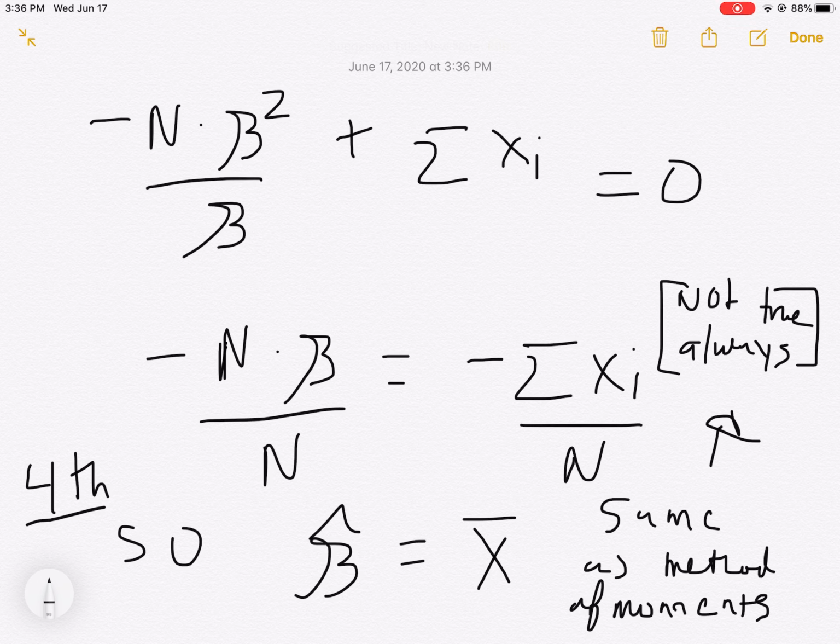Okay, so that was our example of estimation for the exponential distribution. We'll try a few more next time.